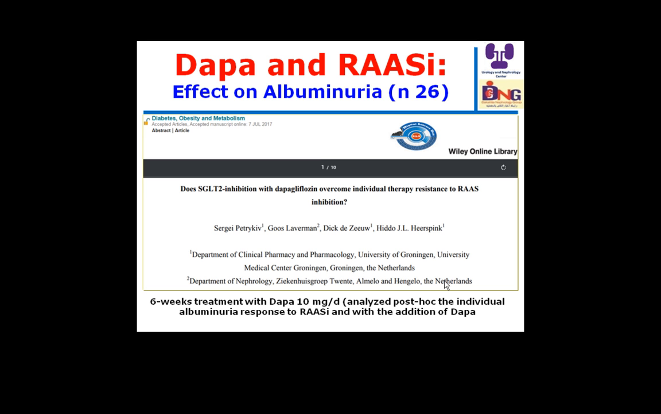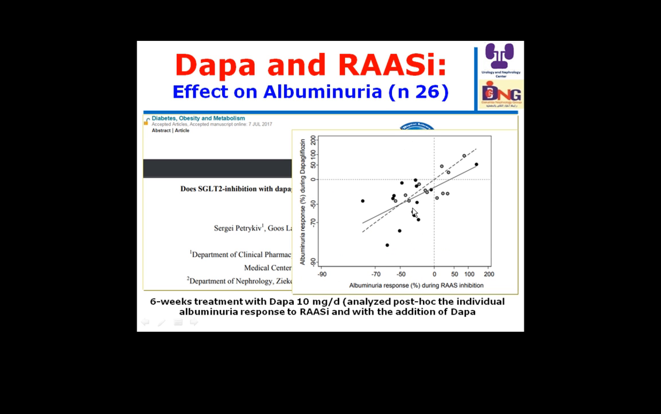And more interesting, even with 6 weeks of treatment with dapagliflozin 10 milligram per day, this is analyzed post hoc, the individual albuminuria response to RAS inhibitors and with addition of dapagliflozin. Here they didn't correlate the response to albuminuria in the first exposure to the second exposure of dapagliflozin, but they correlated the response of albuminuria to dapagliflozin with the response to RAS blockers, either ACE inhibitors or ARBs. This is ARBs and this is ACE inhibitor. If you look here, the response to RAS blocker is the same as the response to dapagliflozin.